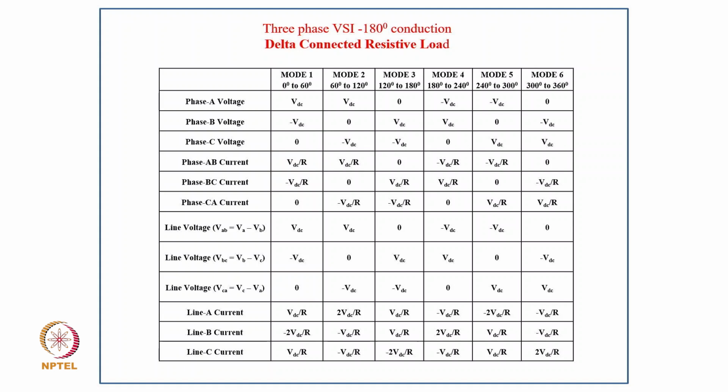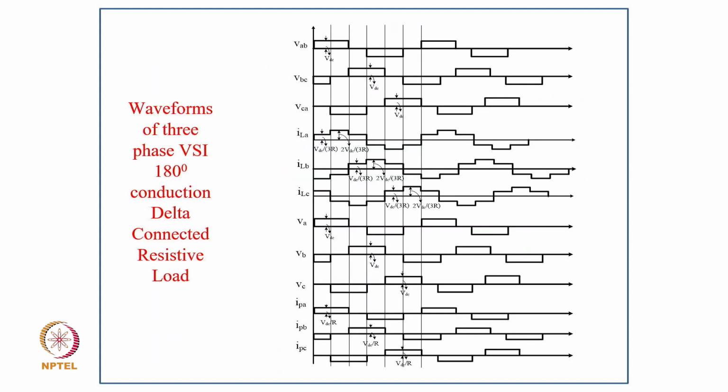And this is typically for three phase VSI 180 degree conduction for delta connected resistive load for all modes, mode 6. Phase voltage, line voltage, phase currents and line current are given typically for resistive load. So these are the waveforms of the VSI 180 degree conduction delta connected resistive load. As you can see, all the line voltage, then phase current, and the phase voltage and the phase current.